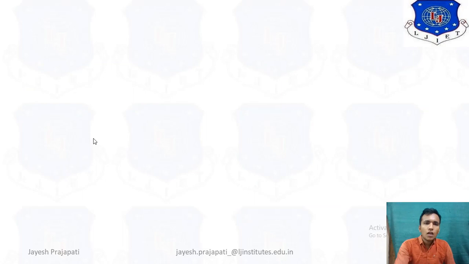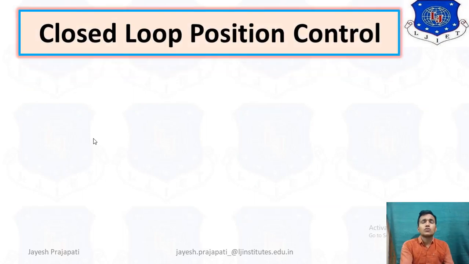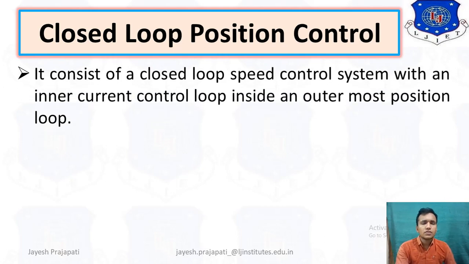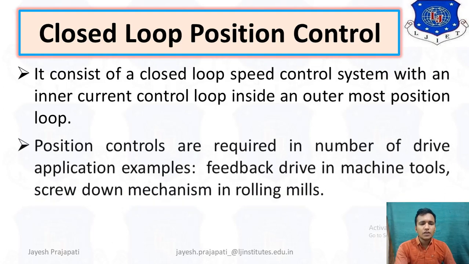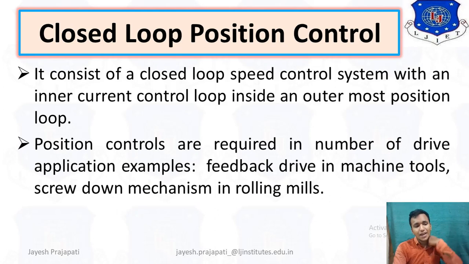Okay, now next is the closed loop position control system. In this system you can see it consists of a closed loop speed control system with an inner current control loop inside an outermost position loop. The current and speed loops restrict the current and speed within the safe limit. Position controls are required in a number of drive applications like feed drives in machine tools and screw down mechanisms in rolling mills. So those are the application areas of position control systems.